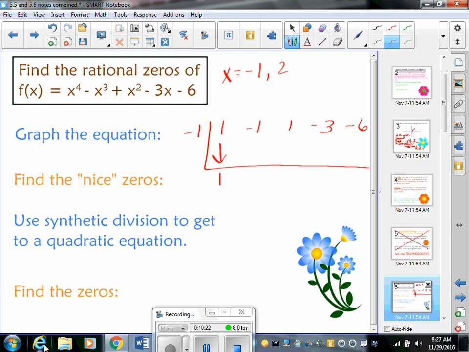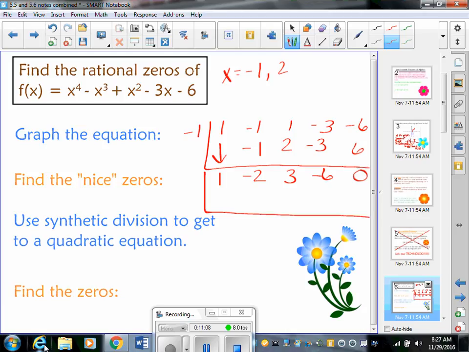Okay? So looking here, using our synthetic, if we multiply, we get negative 1, add, negative 2, multiply, 2, add, 3, multiply, negative 3, add, multiply, 6, add, 0. Should I get 0 for a remainder? Yes. If those are answers, there shouldn't be a remainder because it's a factor. Now this problem started x to the 4th, so this is now x to the 3rd. Because I have another answer I can use, let's get this thing down to an x squared so then I can factor it and finish solving. Okay?